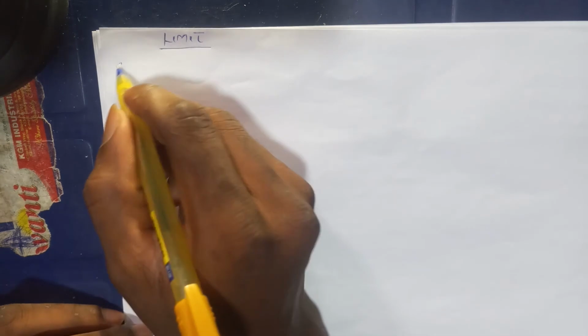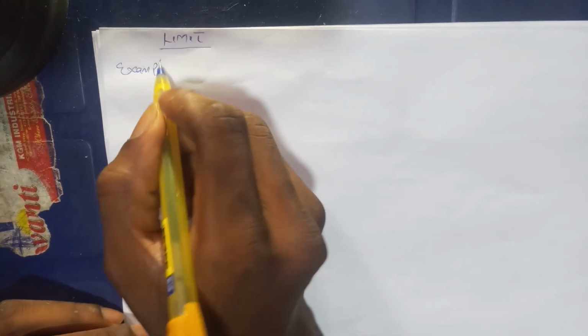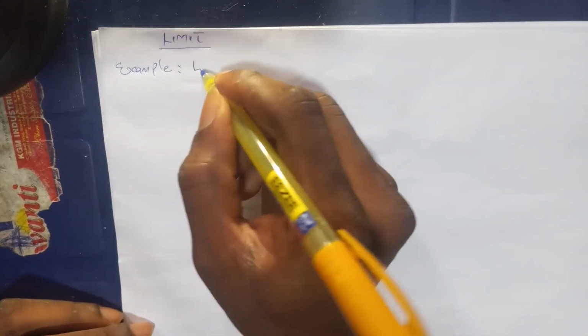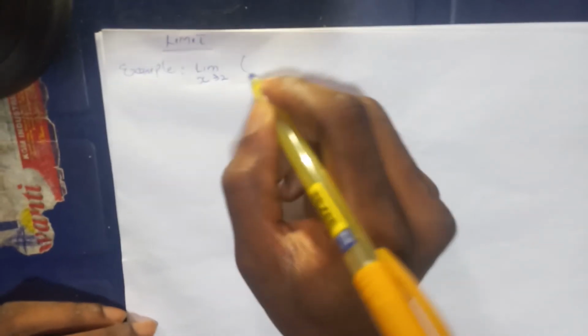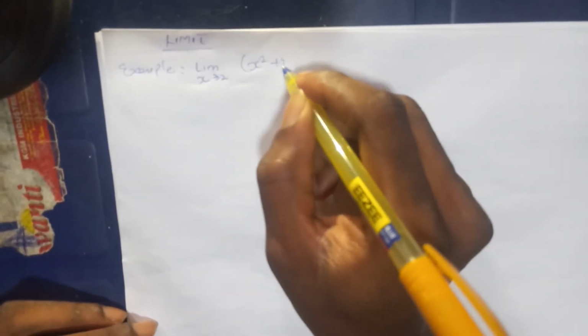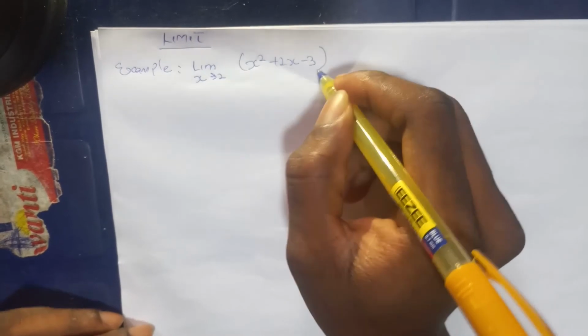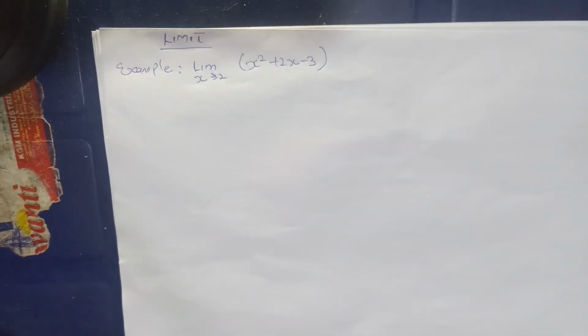Today we'll be treating the topic limit. Let's take some examples on limit. Example 1: lim x approaches 2. So this is our first example.